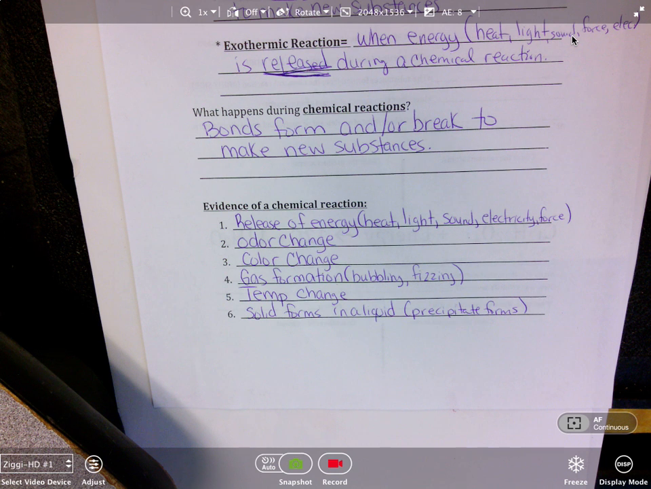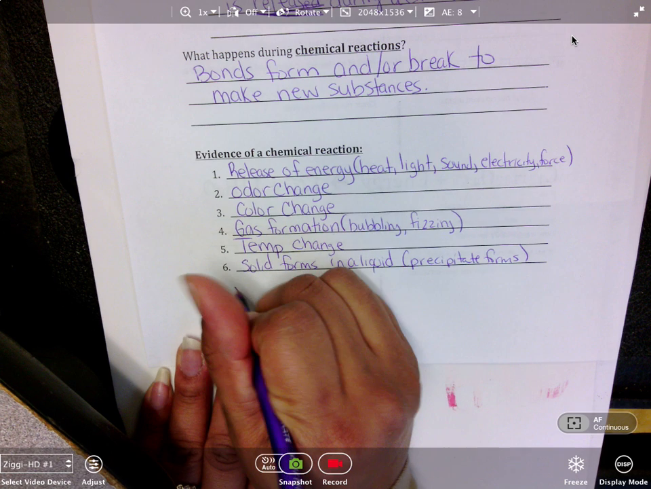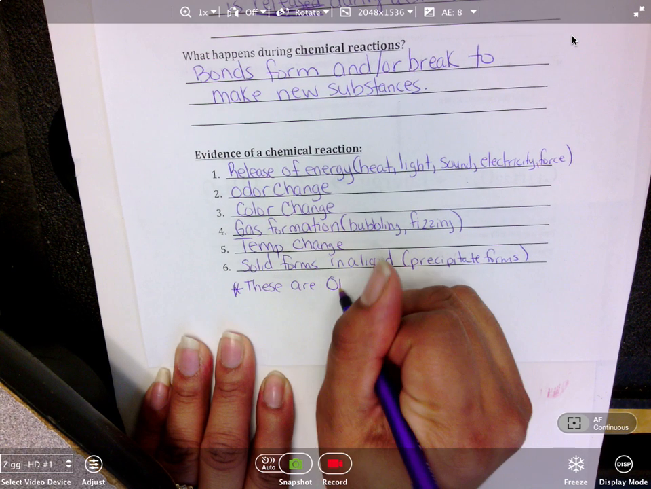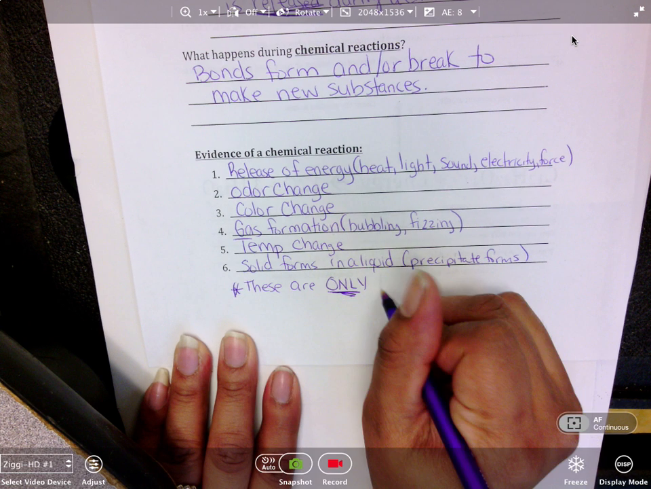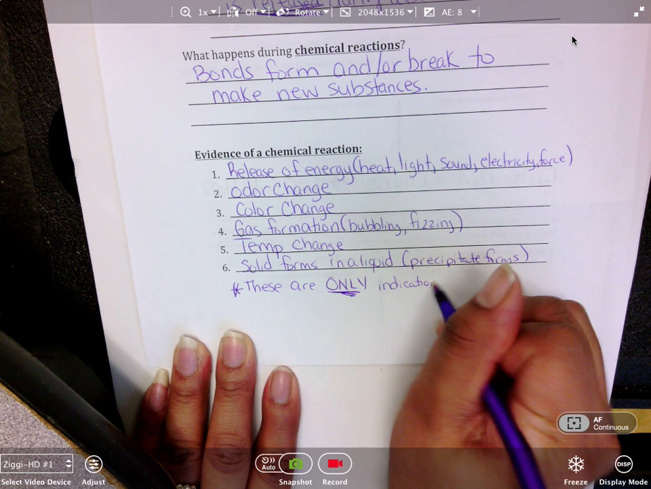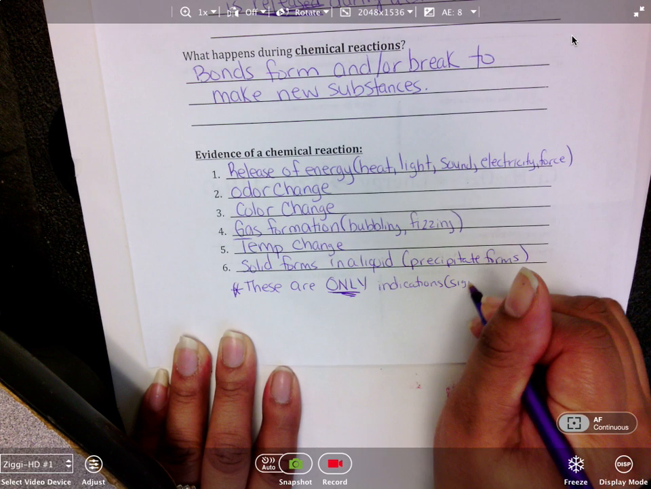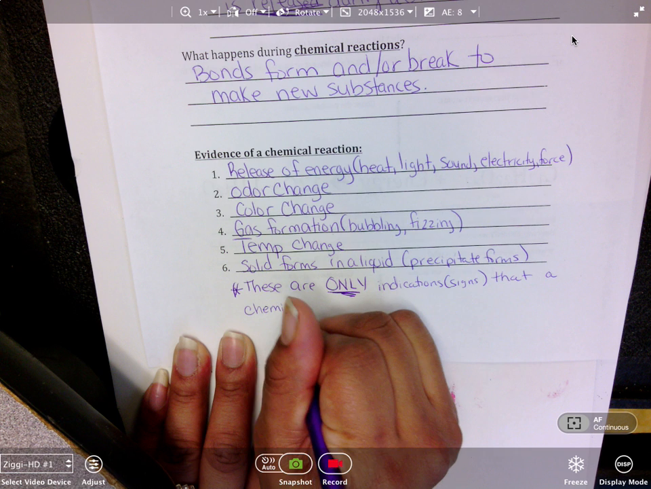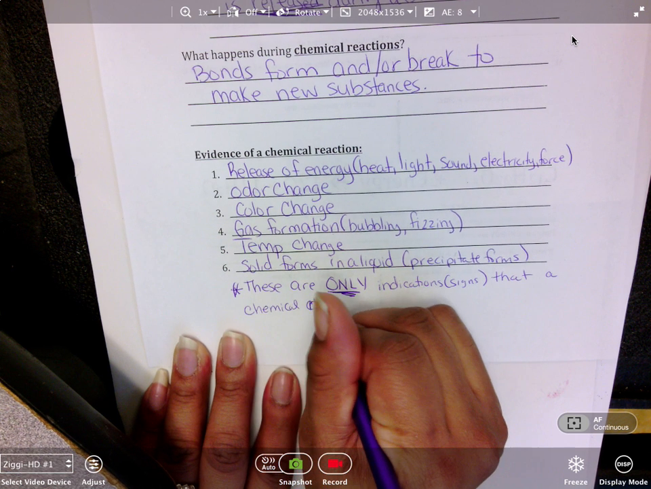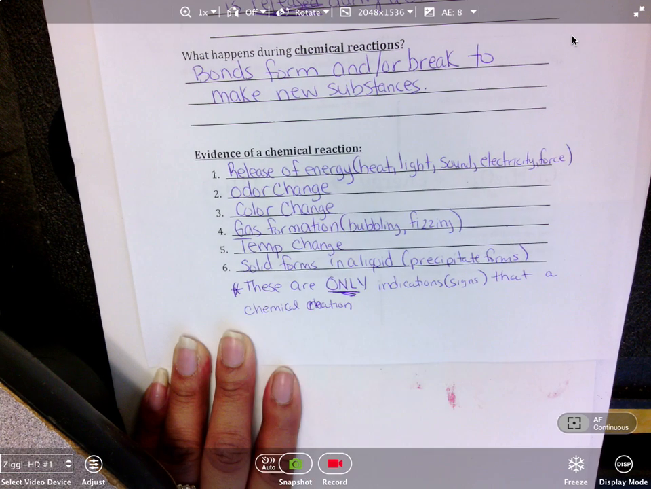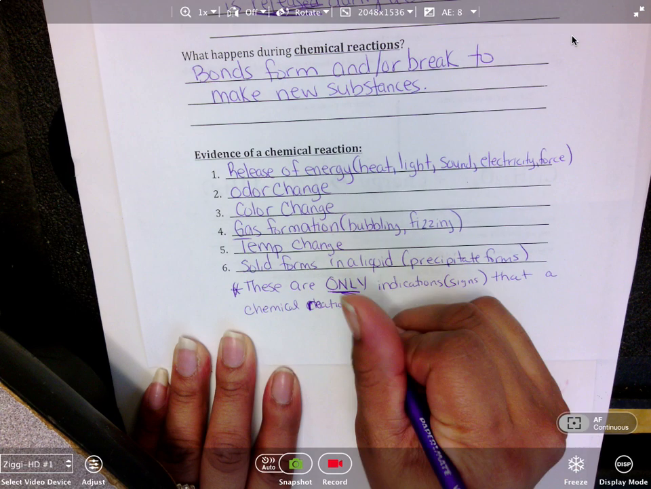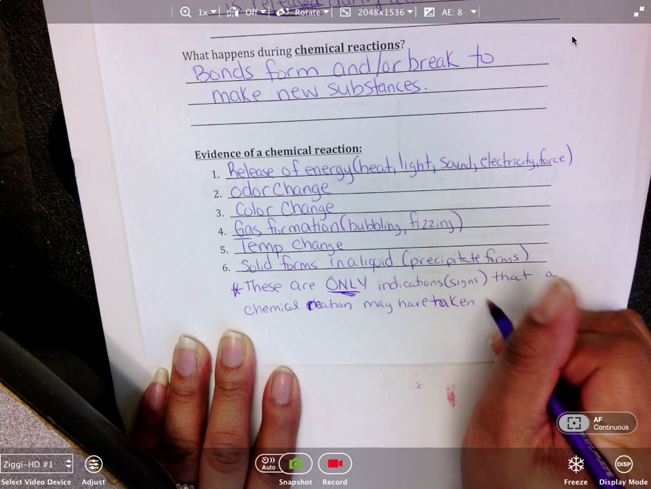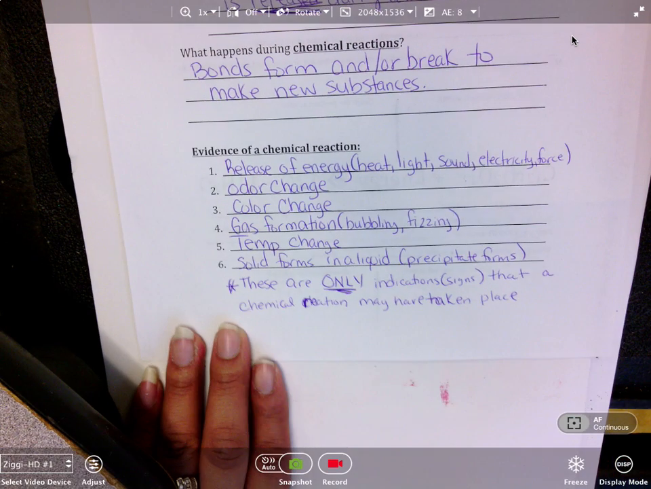Now, remember I said that these, you want to make sure you write this down. These are only indications. What does indication mean? These are only signs that a chemical reaction, you all should be writing with me. This says chemical reaction may have taken place. So these are all signs that a chemical reaction may have taken place.